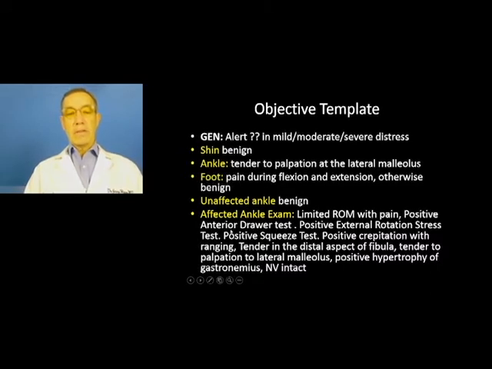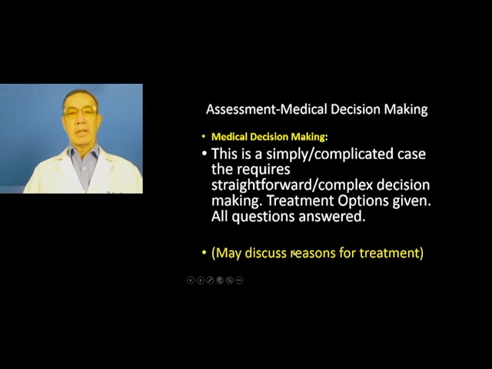And then the typical exam for the affected ankle might be limited range of motion with pain, positive anterior drawer, positive external rotation with stress test, positive squeeze test, positive crepitation with ranging, tenderness to the distal aspect of the fibula, tenderness to palpation of the lateral malleolus, positive hypertrophy of the gastrocnemius. So many of these are the things that might be documented, and your provider will tell you about these.